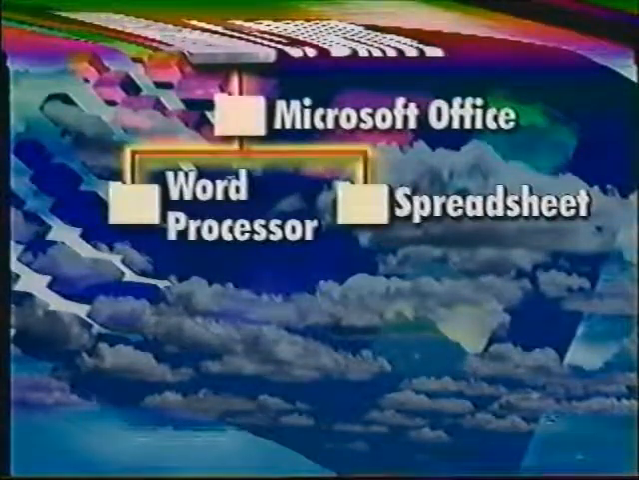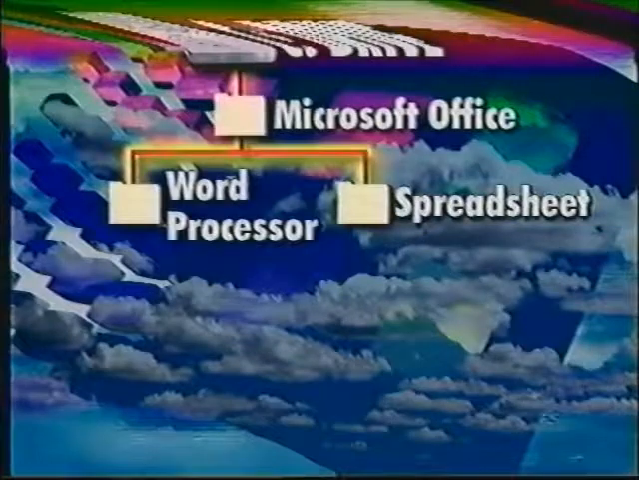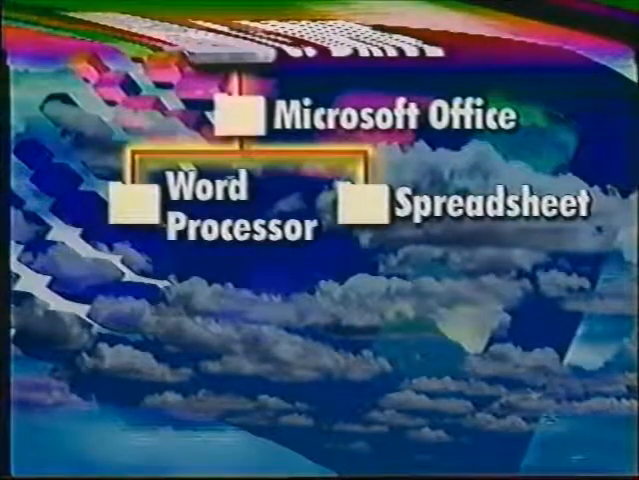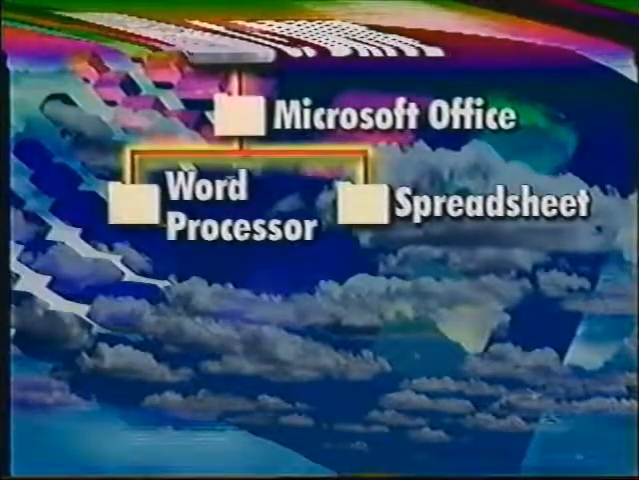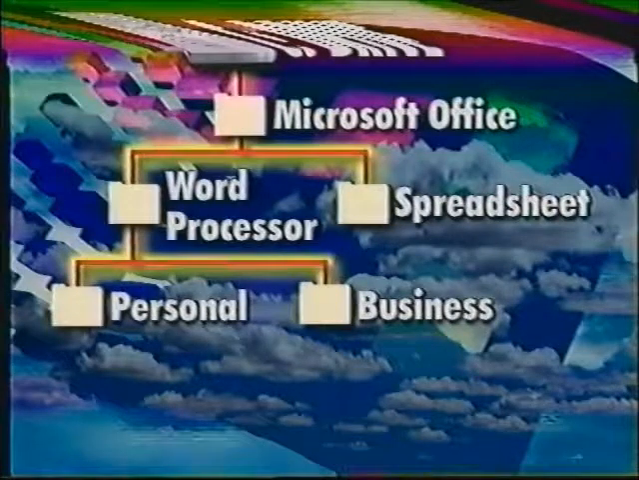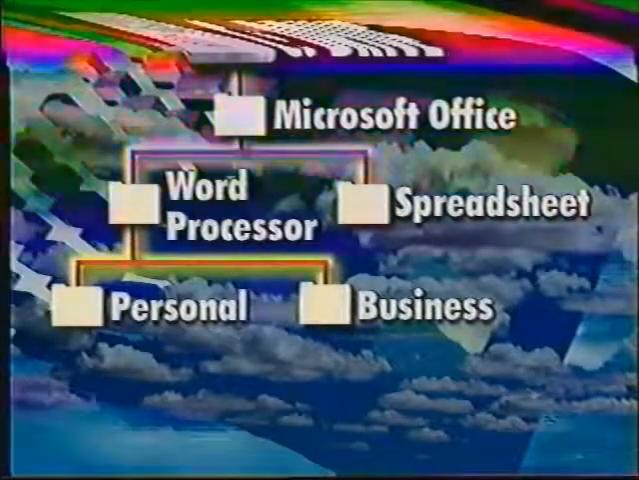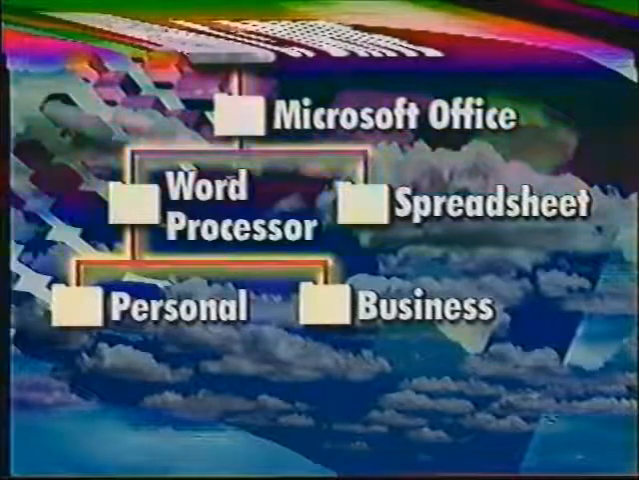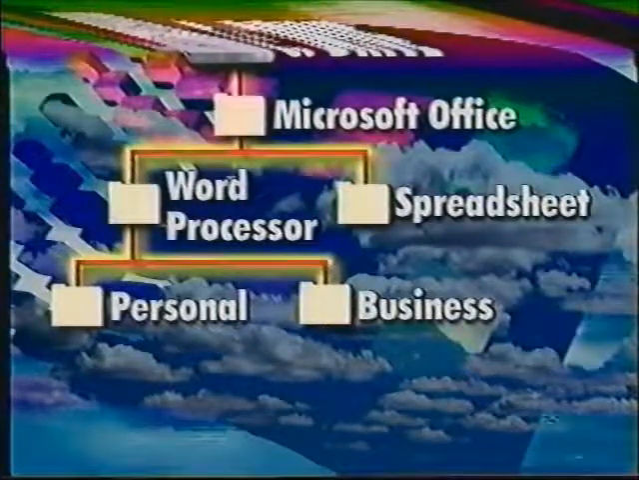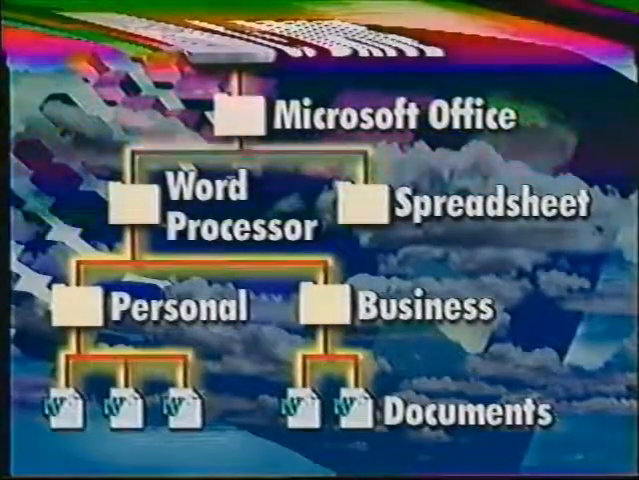The next level down in Office is all the programs it contains: a word processor, spreadsheet, database, and so on. Down from this level are folders you can create to hold your types of documents. Let's say business and personal. And finally, in these folders is where you store your documents.